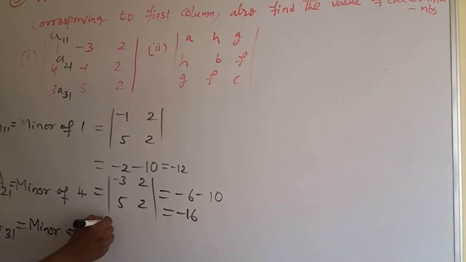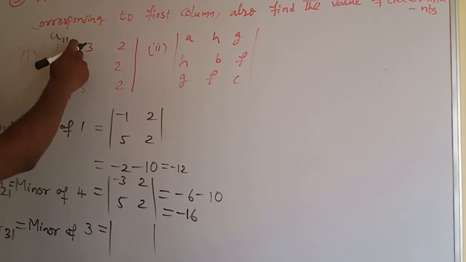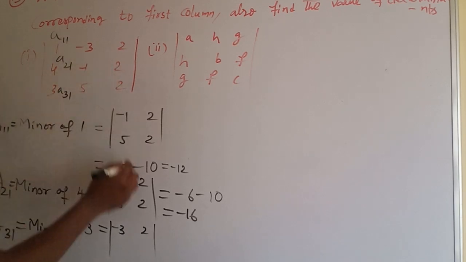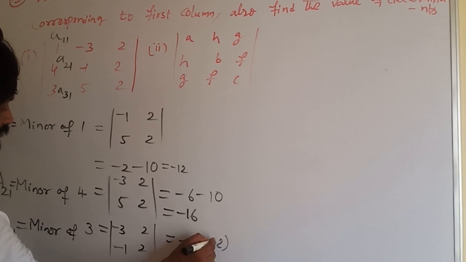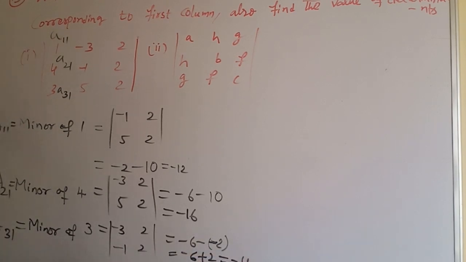Same method, minor of 3 you want. So here 3 is there, means this row and this column removed, and minus 3, 2, next minus 1, 2. Just multiply minus 3 2s are minus 6, minus symbol, then minus 1 into 2 is minus 2. See, this symbol is in the formula, okay? So then minus 6 plus 2 is nothing but minus 4. So now you got all the minors. Now you have to find the cofactors.